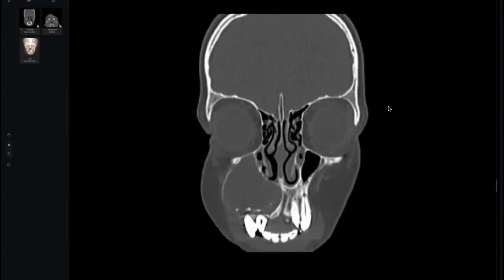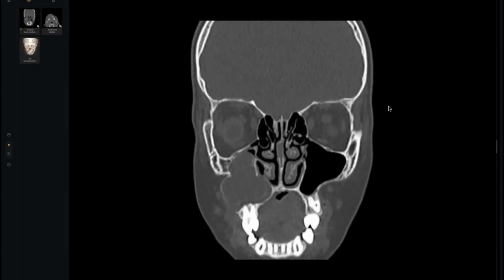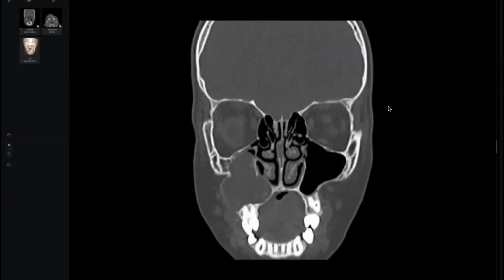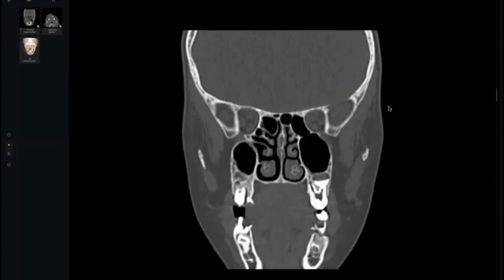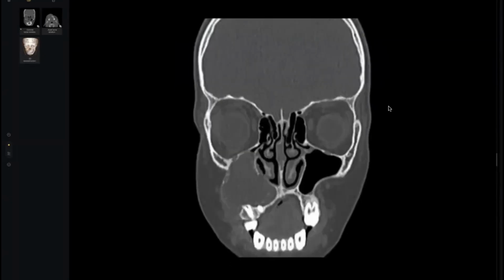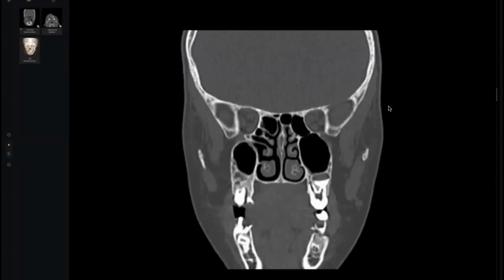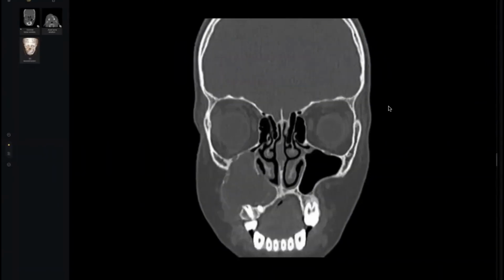Could this lesion be a mucocele of the right maxillary sinus? Mucocele is a possibility. First I thought like that, but it appears not completely related to the sinus. What is a mucocele? It's a retention cyst of the sinus.